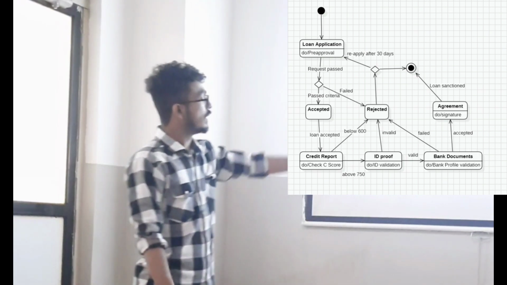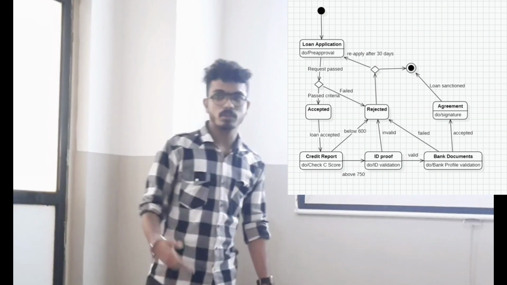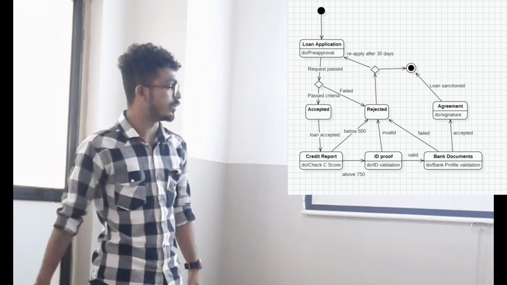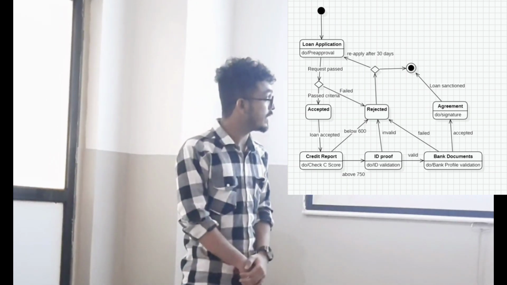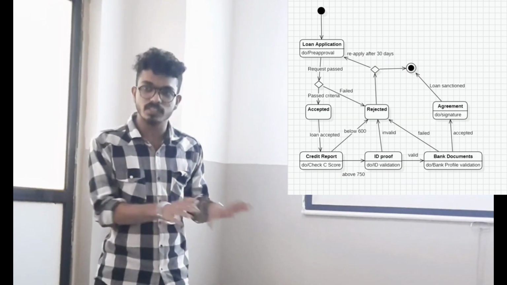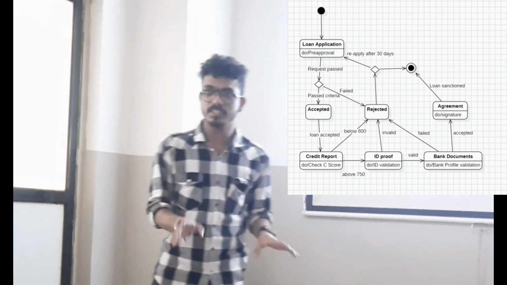Now, after it is accepted, what are the next steps that the bank performs or checks for the customer to be eligible for the loan? The next step is the credit report. The bank first checks the credit score of the customer. So checking the credit score of the customer is also a state.